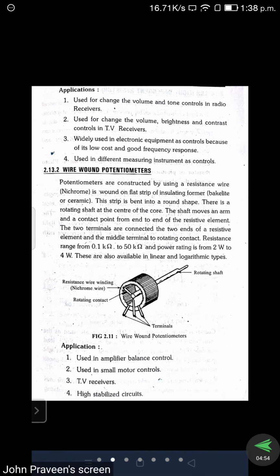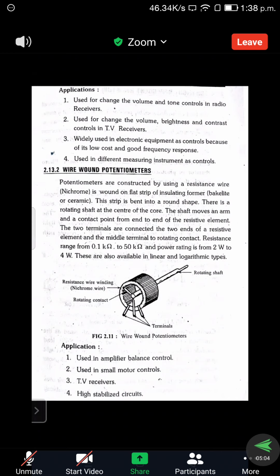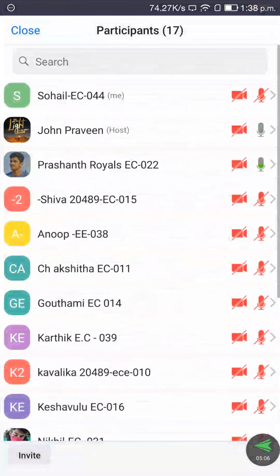So we are using it. The major difference between a fixed resistor and a variable resistor is that an additional terminal will be available.